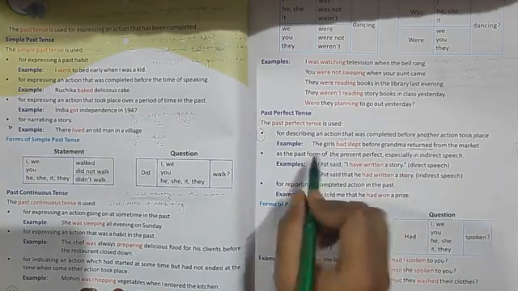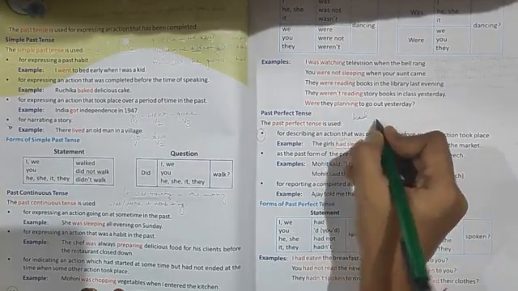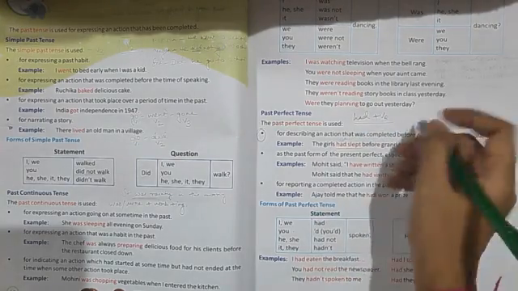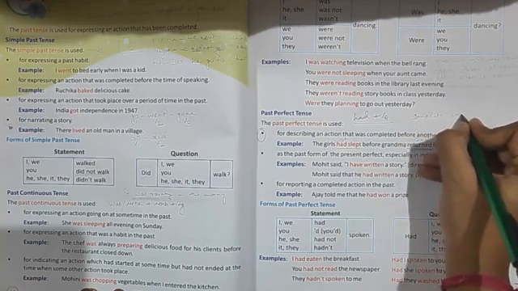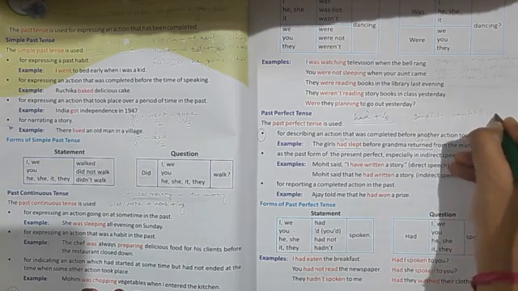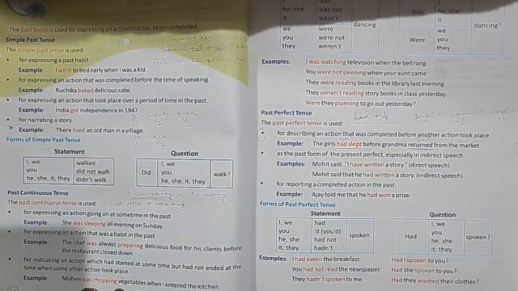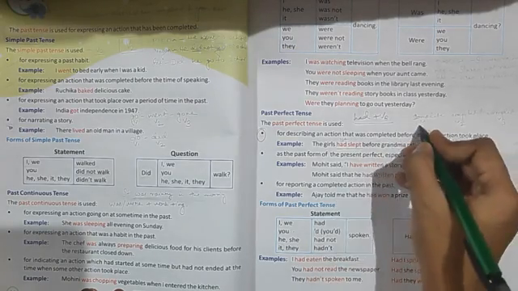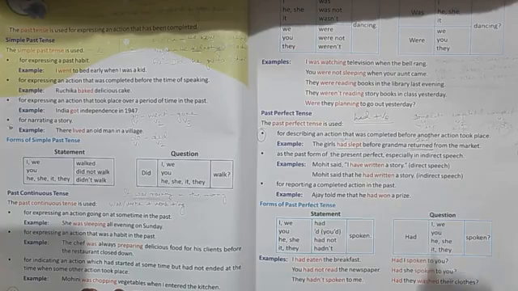So what is the format of past perfect tense? It will be had plus V3. Sleep or complete: complete, completed, completed. This is V1, V2, V3. Similarly, sleep, slept, slept. Okay. So we will be taking this V3.